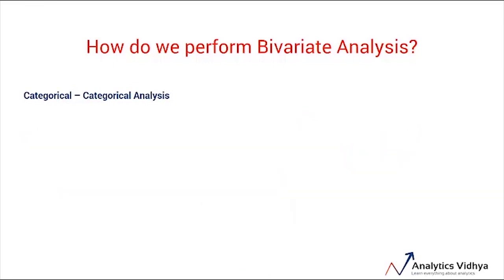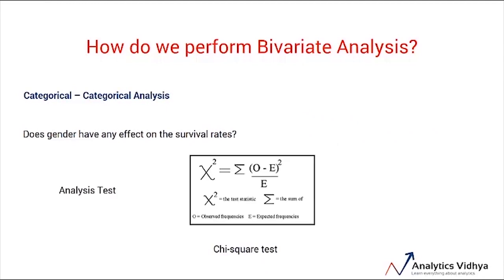So the test that we are going to talk about is called the chi-square test. The chi-square test takes the difference between the observed percentages of survival of males and females and the percentages that we would expect. It then uses this difference to calculate the probability to tell whether the difference is statistically significant or not. So this is the formula for a chi-square test, where O is the observed frequency and E is the expected frequency. So let's understand this.